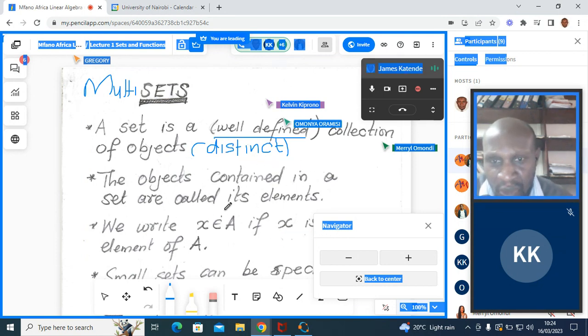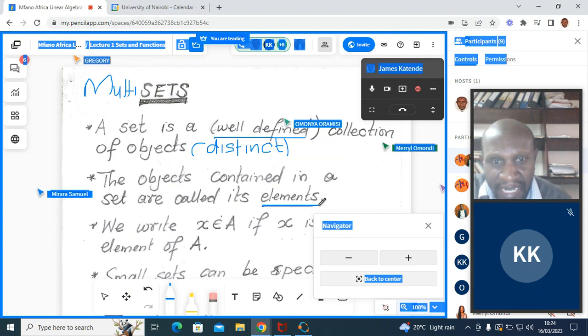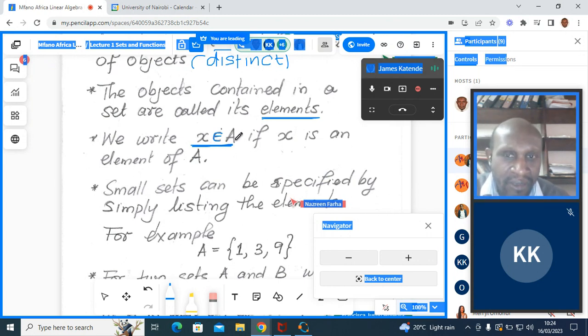So in terms of terminology, the objects in the set are called elements. There's also some notation, which I think you're familiar with. This one looks like an E. This quantifier here means if x is an element of A, this is how we write it. This is a shorthand. It means this object x is an element of the set A. Most of the time we shall use capital letters to represent sets, and small letters to represent the objects in the set.